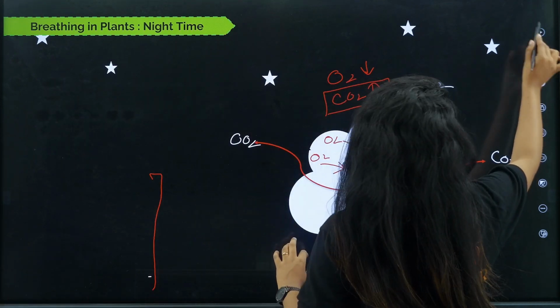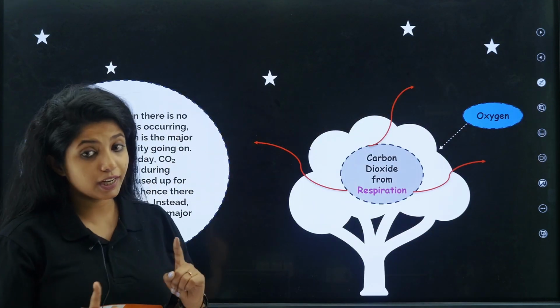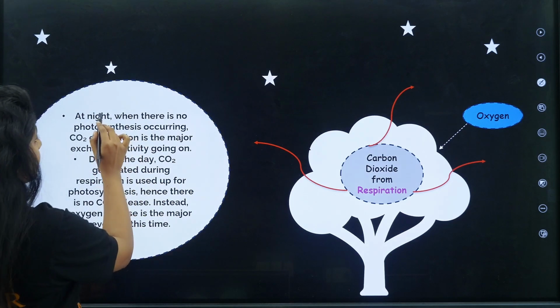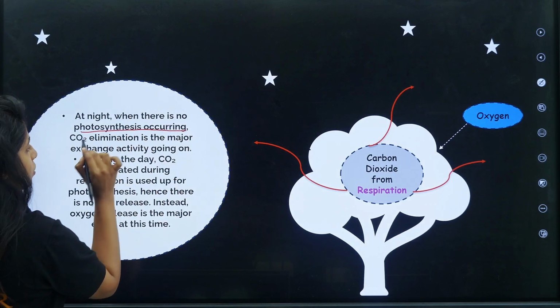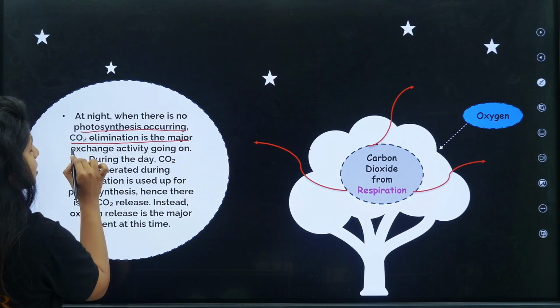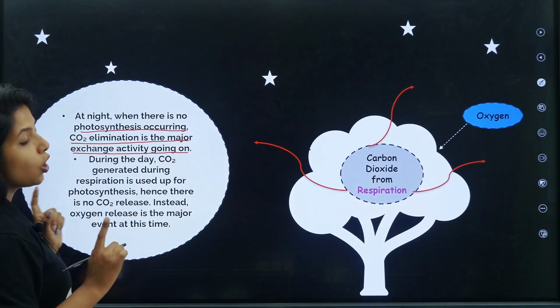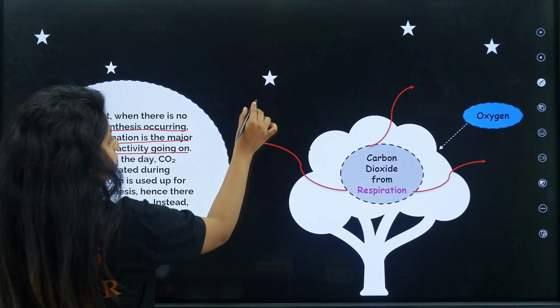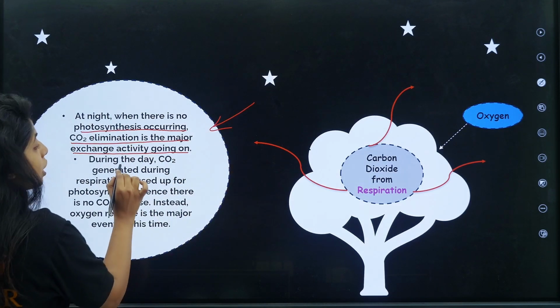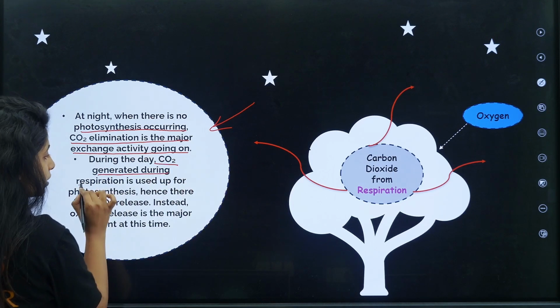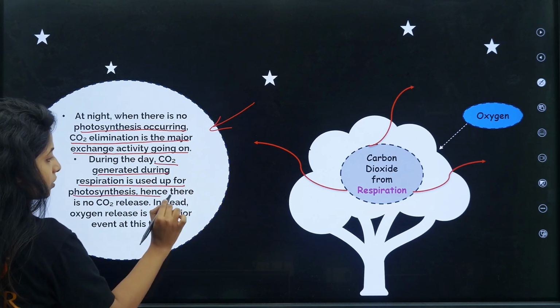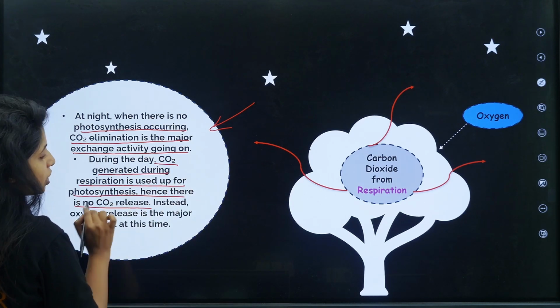Okay, now something that is given in your NCERT that we should be reading. At night, when there is no photosynthesis occurring, CO2 elimination is the major exchange activity going on. At night, CO2 exchange is the major activity. Okay, please remember. During the day, CO2 generated during respiration is used up for photosynthesis. Hence, there is no CO2 release.